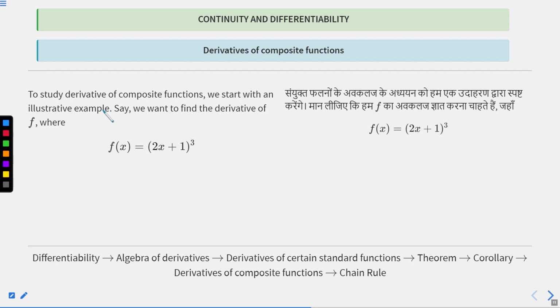Now, to study the derivative of composite functions, we have to start with an illustrative example. So take an example. What example do you have to take? Very simple. This f(x) is equal to (2x plus 1) whole cube.